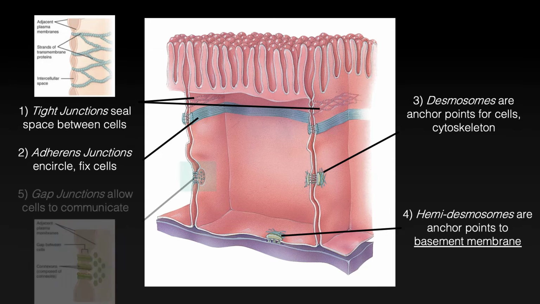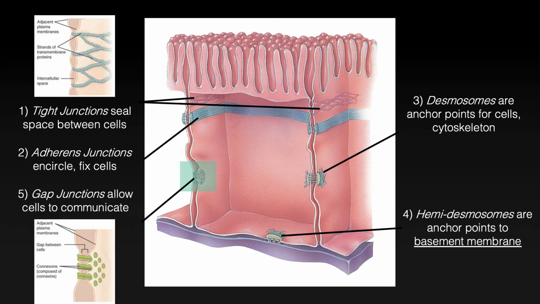And lastly, the junction that's not a junction, gap junctions. Gap junctions are very cool. This is how all of the nervous signals in your body get sent. The transmission of signals through gap junctions.